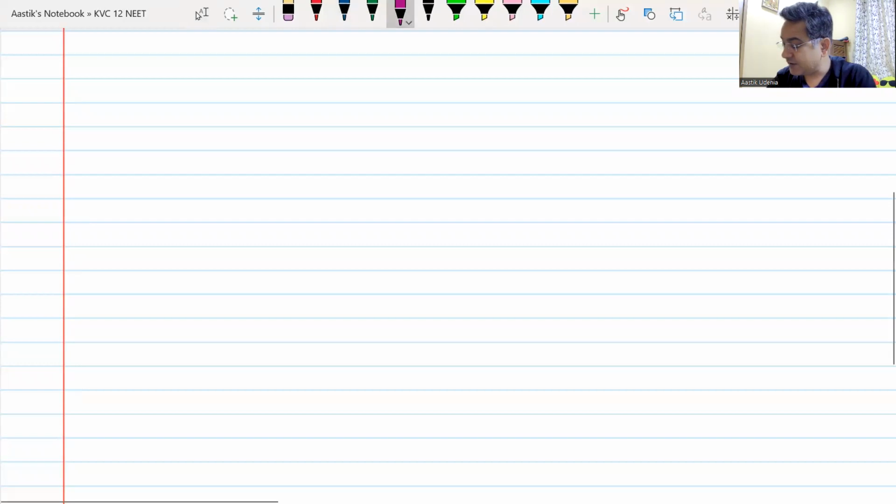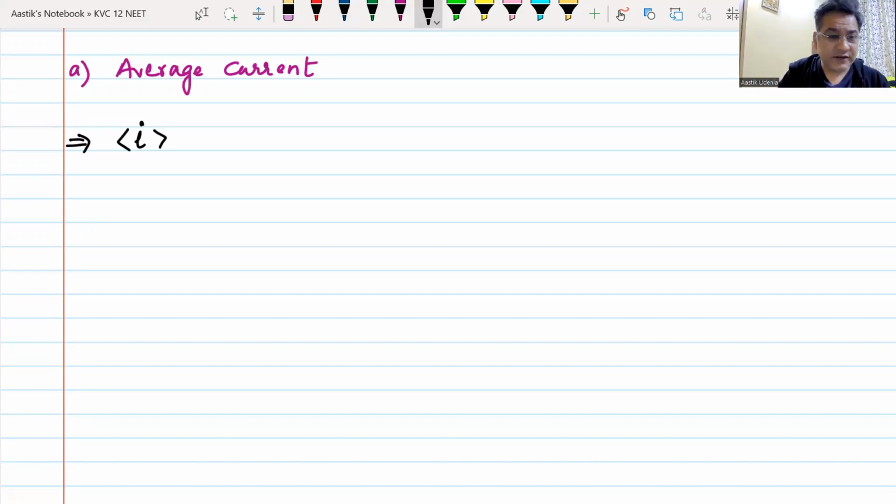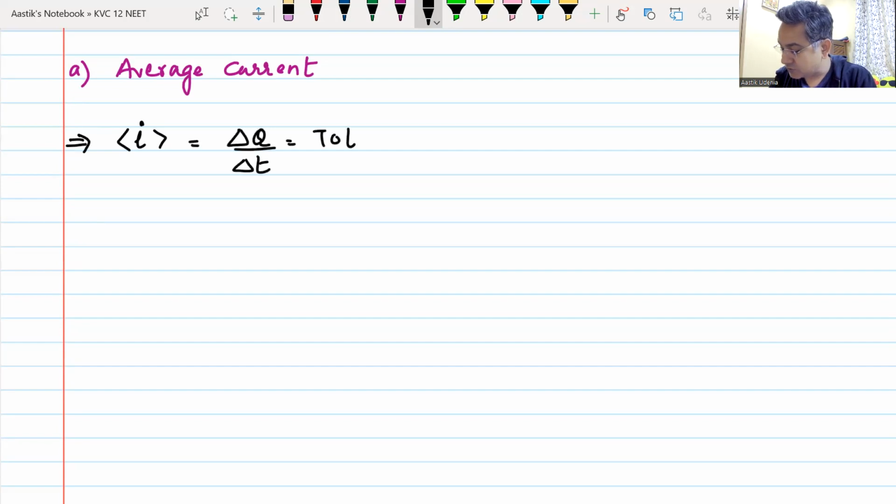The first type of current that we may encounter will be known as average current. Now, what do you mean by average current? Anyone? What do you mean by this average current? Average current, you can write it as I in a box. Remember that box? Average is the box. This average current is delta Q by delta T. That means it is nothing but total charge.